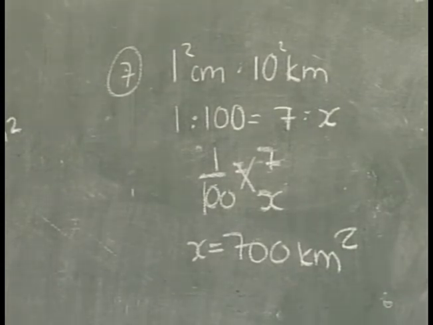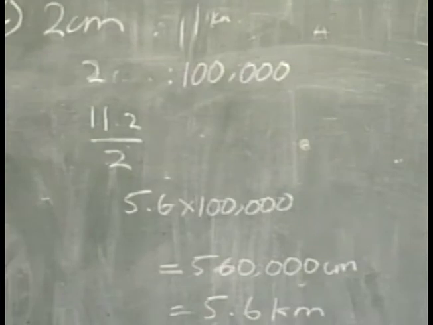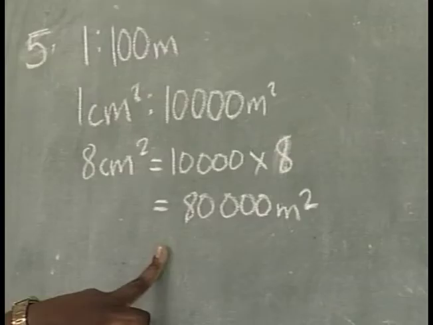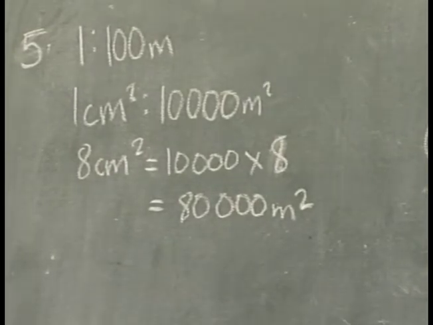One more. How many square centimeters is 1 square kilometer? Right, number 4 is correct, 5.6. Number 5, 80,000 square meters, correct, which is also 8 hectares. Am I right? Okay. Number 6, just a bit more.